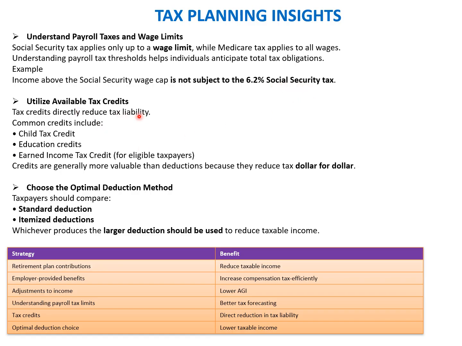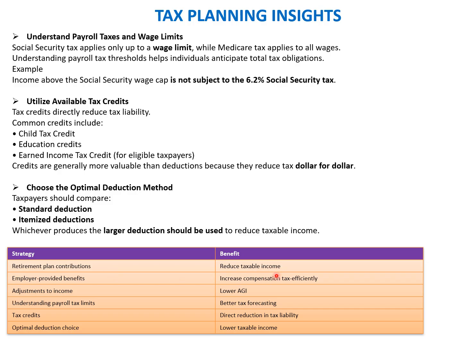So utilize available tax credits. Tax credits directly reduce the tax liability, and they include the child tax credit, education credit, and earned income tax credit for the eligible taxpayer. Credits are generally more valuable than deductions, because they reduce the tax dollar for dollar. Any credit helps to reduce the tax liability itself, unlike some of the deductions, which reduce the adjusted gross income. And then we have to be very sure which kind of deduction we should apply for, whether it is the standard deduction or the itemized deduction. We have covered this concept in detail while we were discussing the gross income and the taxable income. Whichever produces the larger deduction should be used to reduce the taxable income.